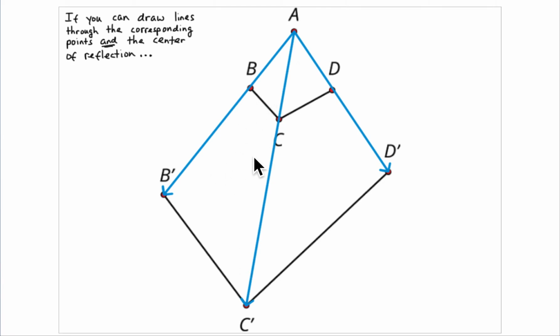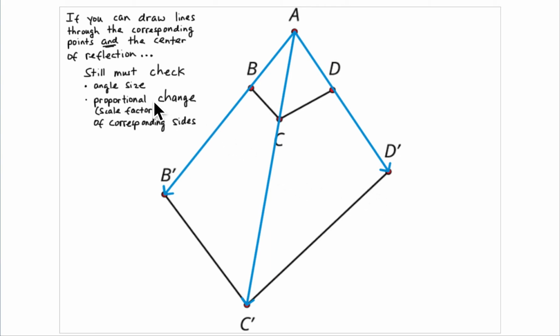It looks like B prime, C prime, D prime is a dilation of B, C, D, and that this quadrilateral up here looks very similar to this quadrilateral down here. But then you have to check the scale factor, and you have to check the angles. The size of all the angles must be the same, and there must be a proportional change. So if this is the quadrilateral you're starting with, each length must increase with the same scale factor.